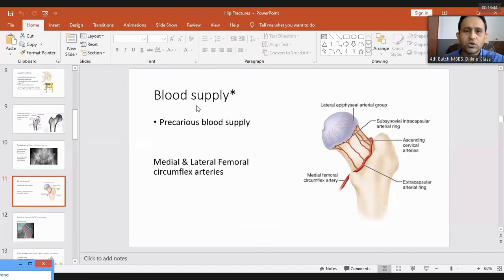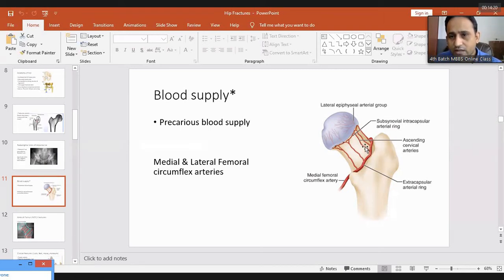So you should know the blood supply to the hip joint, which is a very important thing to know. It's called a precarious blood supply. Precarious here means quite important and quite precious. It is formed by the medial and lateral circumflex femoral arteries. At the base of the neck, they form an extracapsular arterial ring, which lies outside the capsule, in the anterior as well as posterior. So that's a ring-like structure.